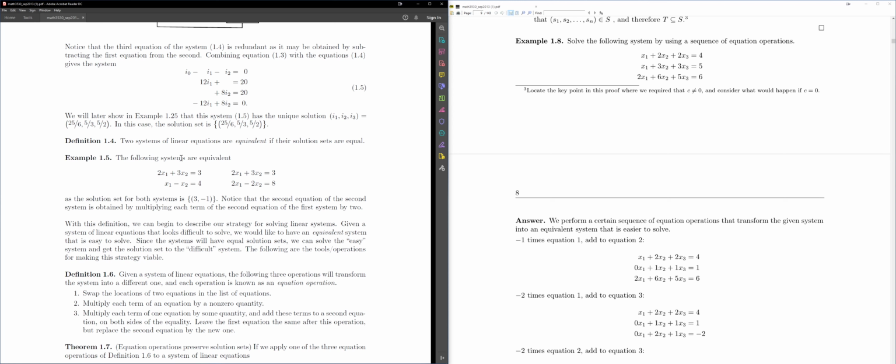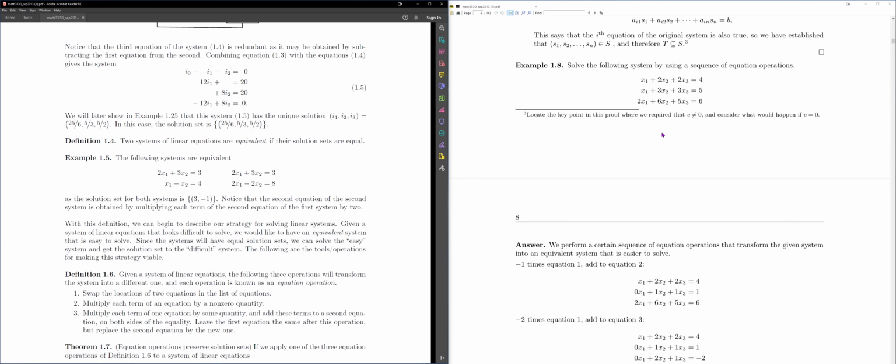Two systems of linear equations are equivalent if they have the same solution set. For example, look at this simple 2 by 2 system over here and this simple 2 by 2 system here. You go from this system to this system by multiplying equation 2 throughout by 2, and that doesn't change the solution set. It's easy to check, as we did previously, that the solution set over here is the same as the solution set over here. So these systems are what you call equivalent.